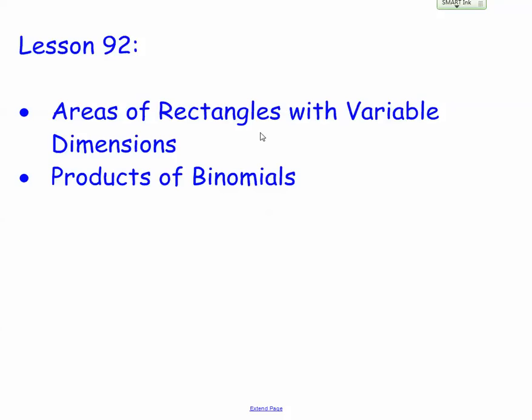Okay, today in lesson 92 we're going to do area of rectangles with variable dimensions, and actually out of necessity in order to do that we need to know how to find the product of binomials, binomials being two-term polynomials and product being multiply. So we're going to multiply binomials today to find the area of rectangles with variable dimensions. Here we go.